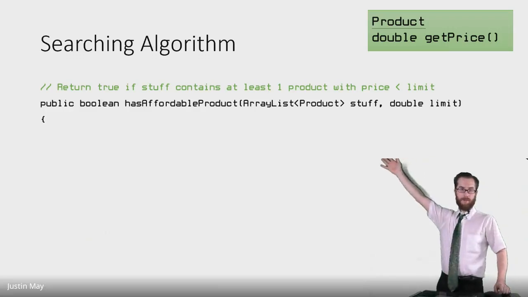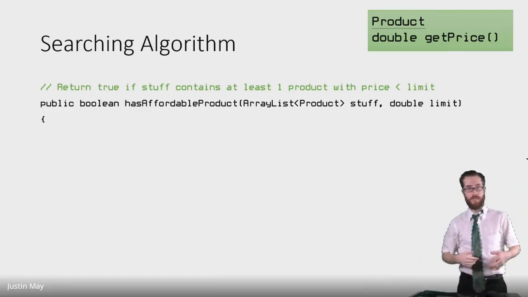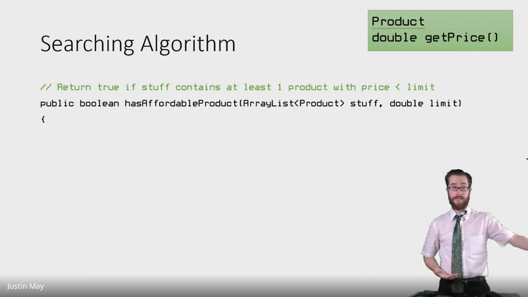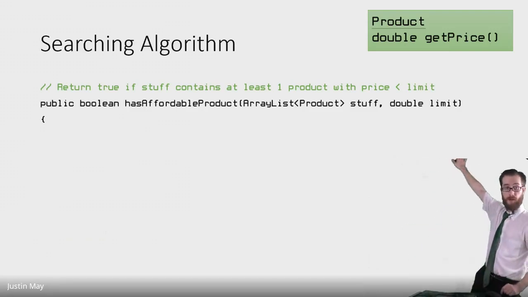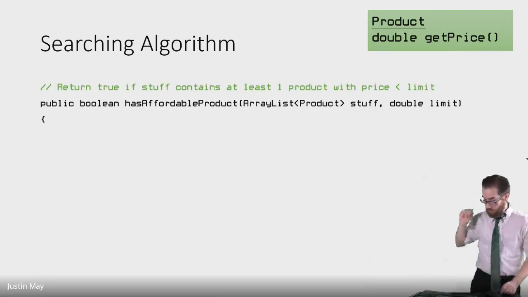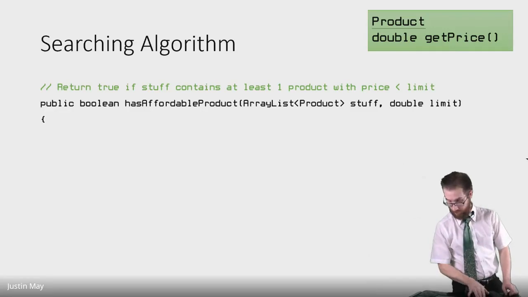And our list of products is called stuff. And so we're looking through that list. We're searching that list for products that are less than limit. The price is less than limit.